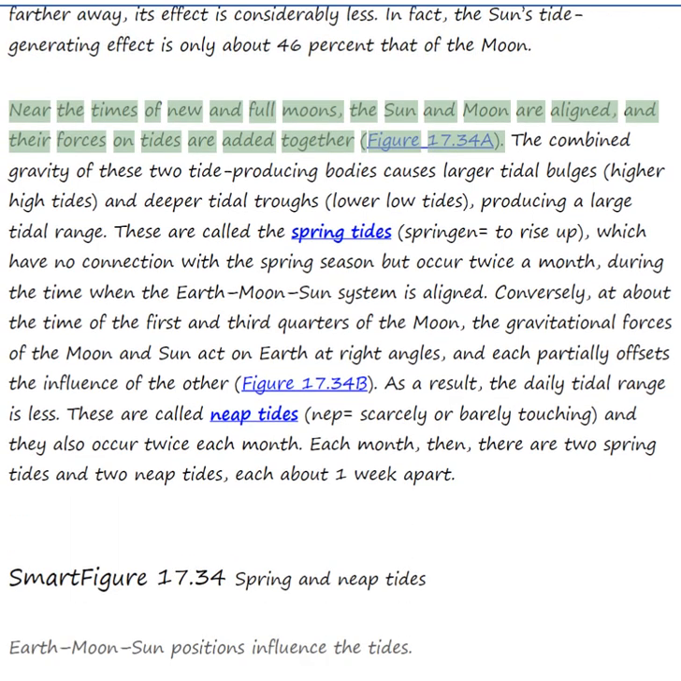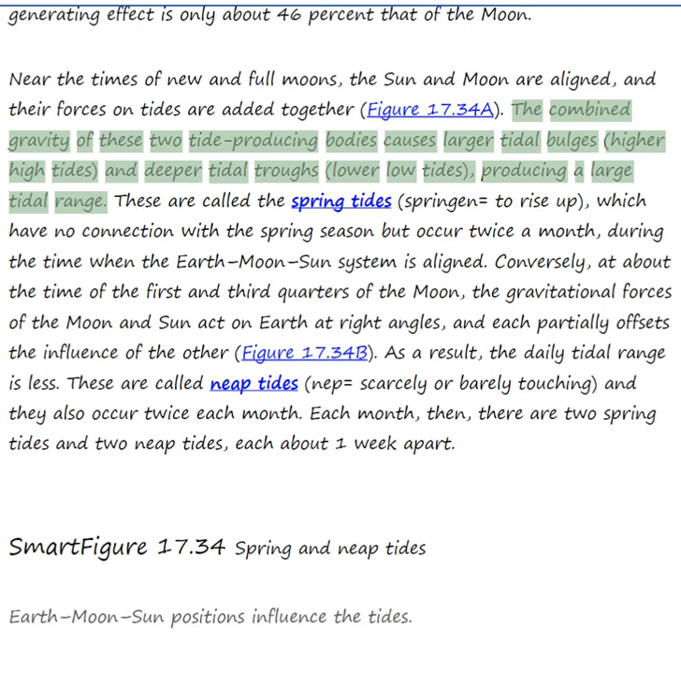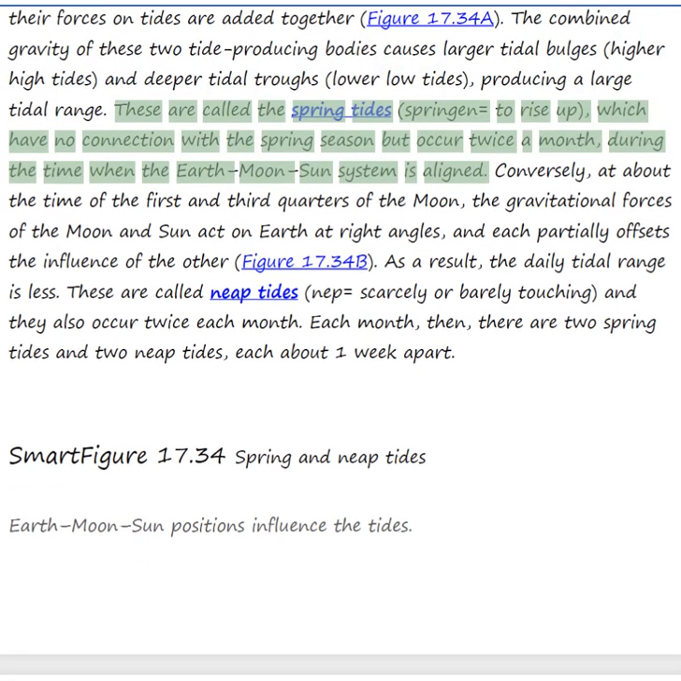Near the times of new and full moons, the Sun and Moon are aligned, and their forces on tides are added together. The combined gravity of these two tide-producing bodies causes larger tidal bulges and deeper tidal troughs, producing a large tidal range. These are called the spring tides, which have no connection with the spring season but occur twice a month, during the time when the Earth, Moon, Sun system is aligned.